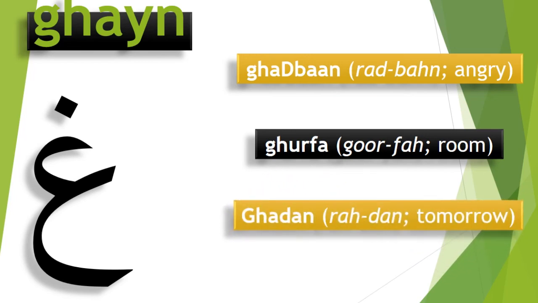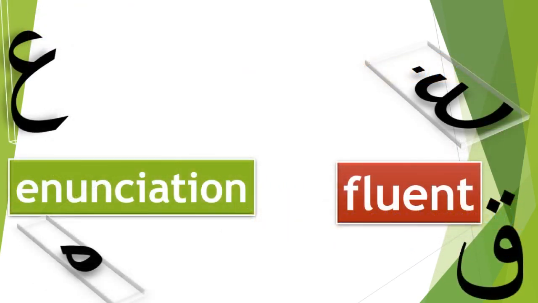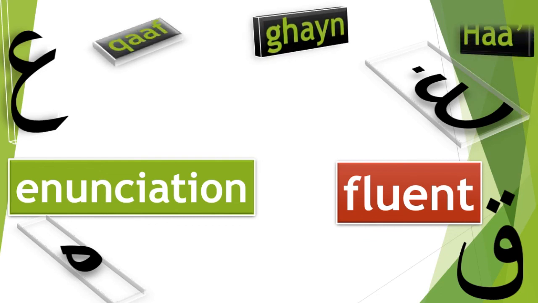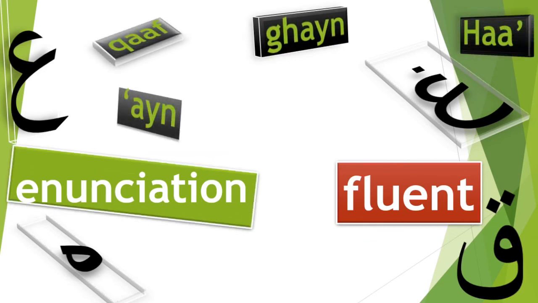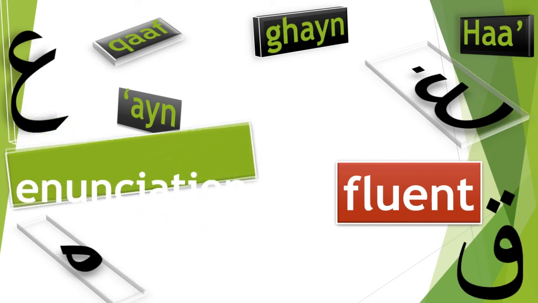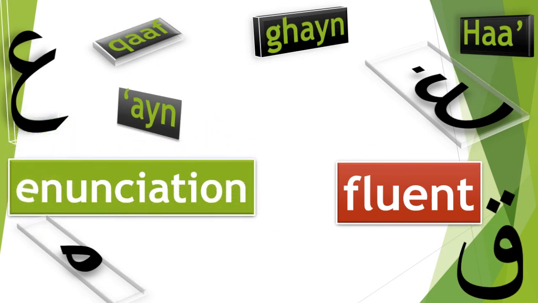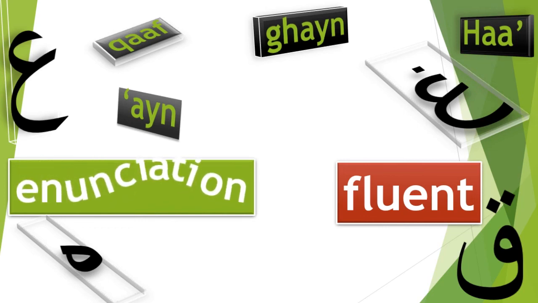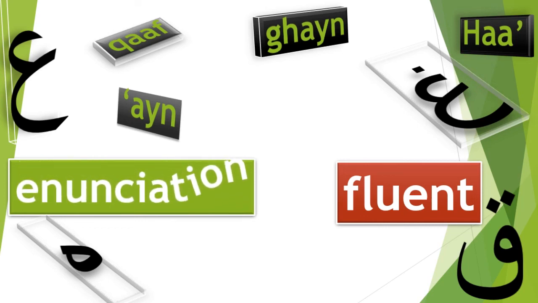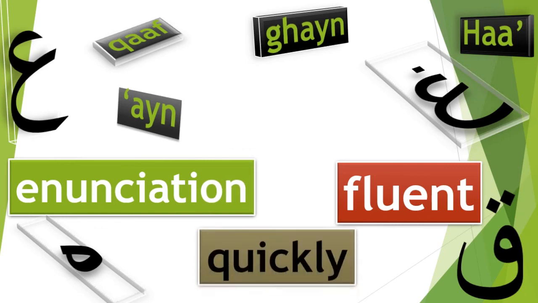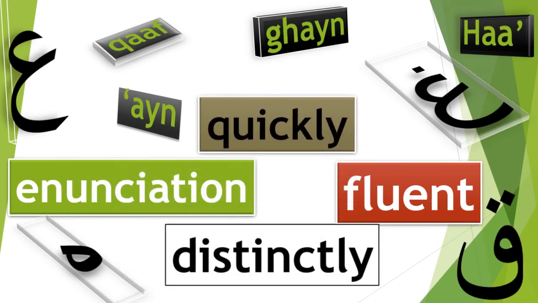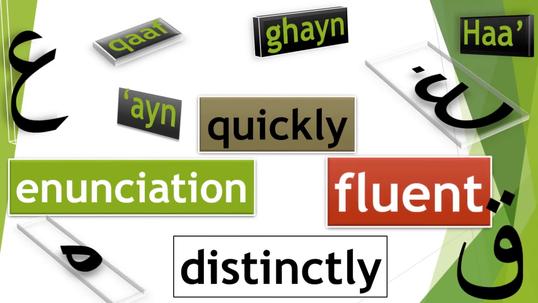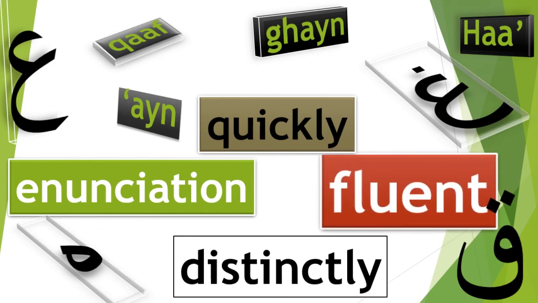The difference between native Arabic speakers and non-natives is enunciation. If you can enunciate your letters clearly, particularly the more difficult ones, you will sound like you are fluent. Practice these words over and over until you feel comfortable repeating them really quickly and very distinctly. With practice, you will sound more like a native and less like someone who's just trying to pick up the language.